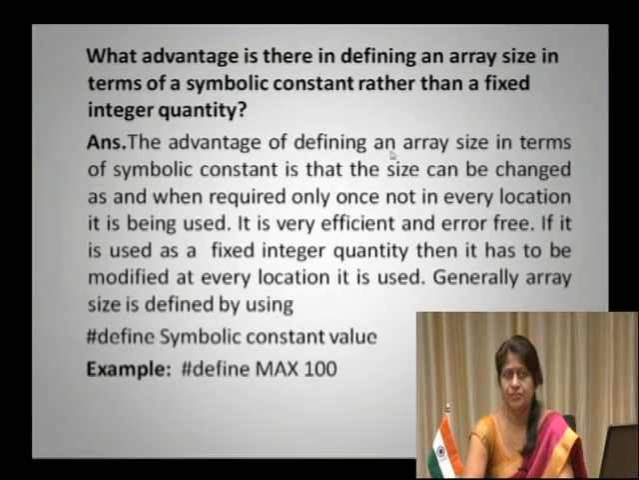So, the advantage of defining an array size in terms of a symbolic constant is that the size can be changed as and when required only once, not in every location where it is used. So, it is very efficient and it becomes error free. If it is used as a fixed integer quantity, then it has to be modified at every location where it is used. So, that would be more error prone. Generally, the array size is defined by making use of such a symbolic constant value.